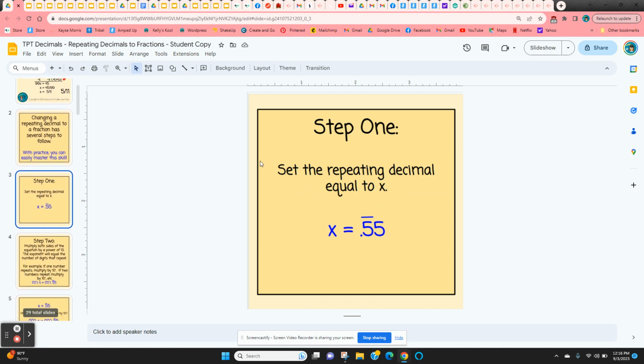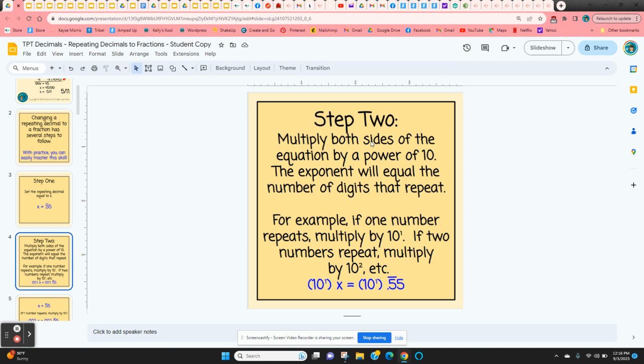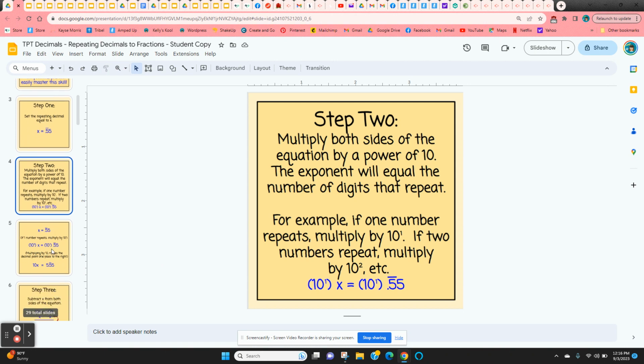So step 1 is to set your repeating decimal equal to x. So you're creating an equation. Step 2, you're going to multiply both sides of the equation by a power of 10. And you want to explain to the students that if there's only one digit that repeats, you're going to multiply both sides of the equation by 10 to the first power. If two numbers repeat, you're going to multiply both sides by 10 to the second power, and so on. So it depends on how many numbers repeat.